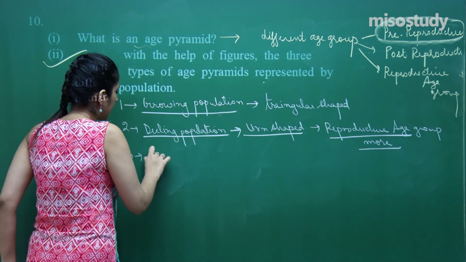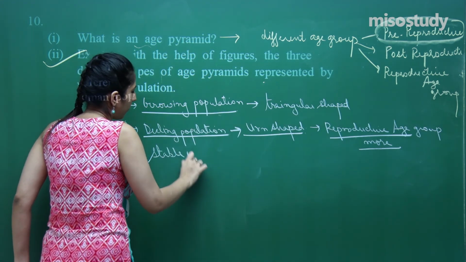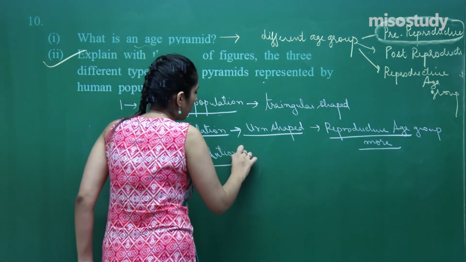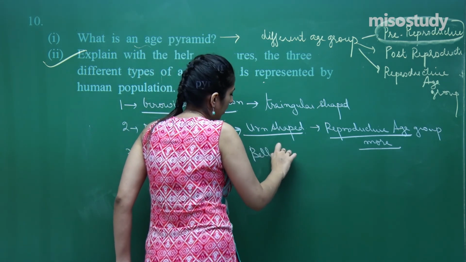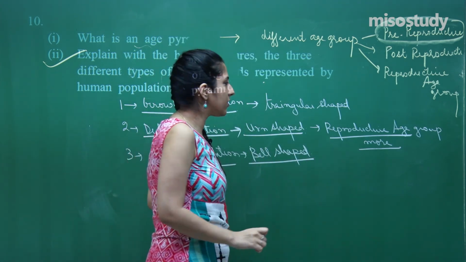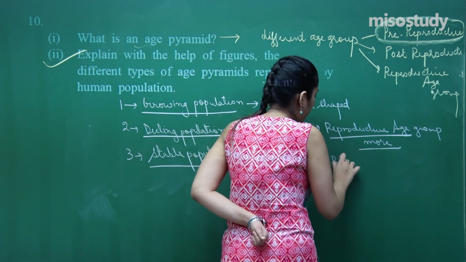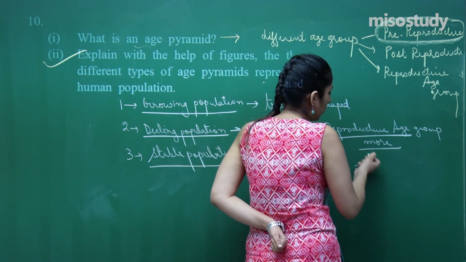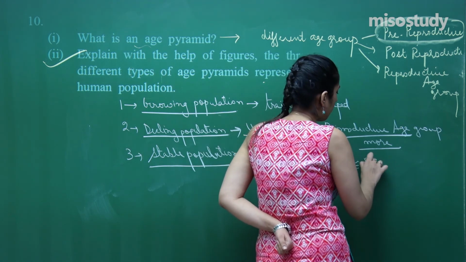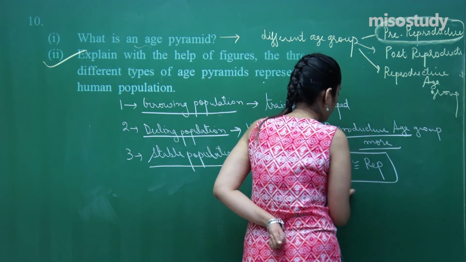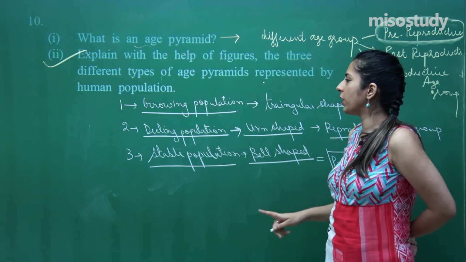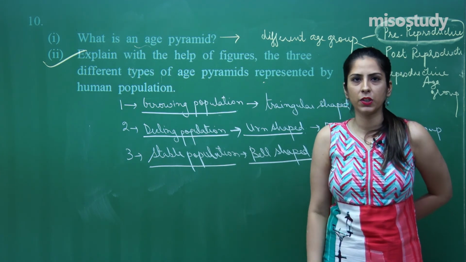Third one is called a stable population. In the stable population, the graph which comes out is bell shaped. In the bell shape, the number of organisms in the pre-reproductive age group is approximately equal to those in the reproductive age group, right. So, in this you have to explain about the growing population, the declining population and the stable population, right.